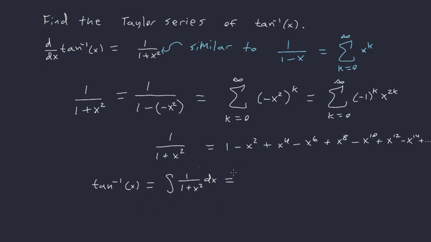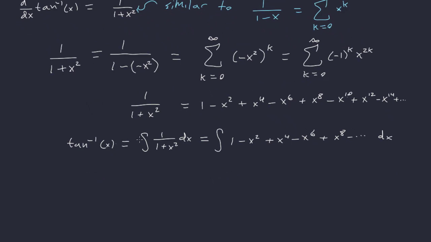So we should, just like with derivatives, do the same thing with integrals and integrate this piece by piece. So this would be 1 minus x squared plus x to the 4th minus x to the 6th plus on and on and on. And we throw a dx at the end. Now we're not going to mess with a plus c, okay? When you're doing the series stuff, don't mess with a plus c. It's not necessary.